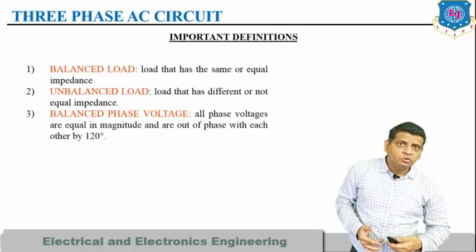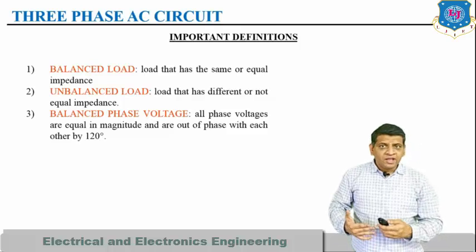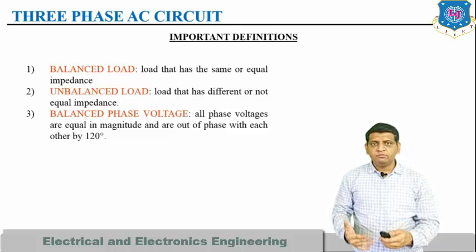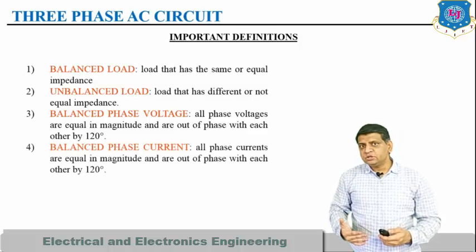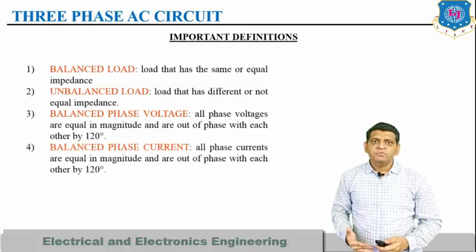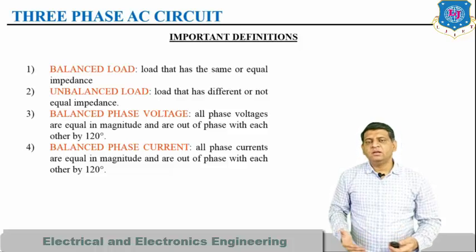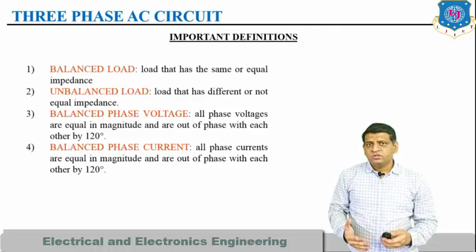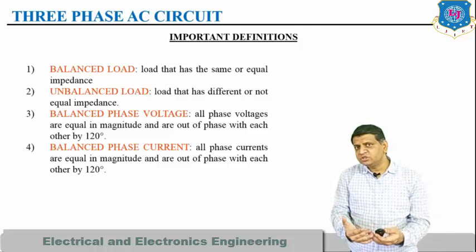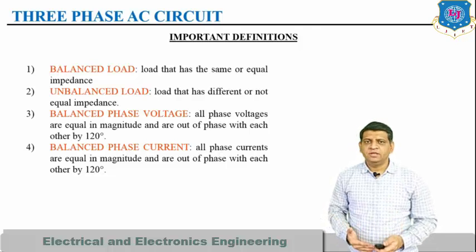Likewise, we learn about balanced phase voltage, where all the phase voltages are equal in magnitude and out of phase with each other by 120 degrees. Balanced load current means all phase currents are the same in magnitude and all are out of phase with each other by 120 degrees. So these are the common definitions of balanced load, balanced phase voltages and balanced phase currents.